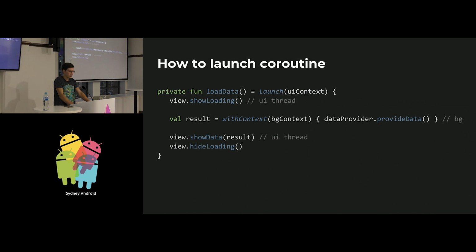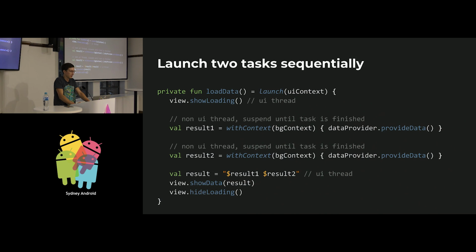Now let's move on and see what other stuff we can do and how we can solve other commonly used patterns. Let's say we want to launch two tasks sequentially. In this case, mostly the code stays the same except for this part. If you want to launch two tasks sequentially, you just need to spawn one coroutine, then spawn another coroutine, and do whatever you want with the results. So basically, spawn one coroutine after another coroutine.